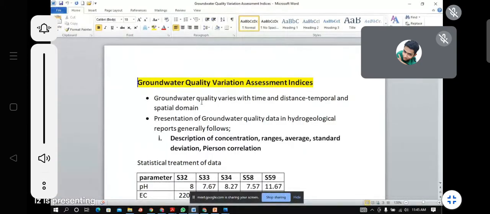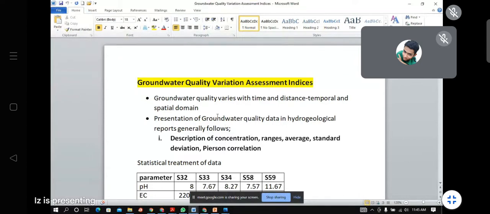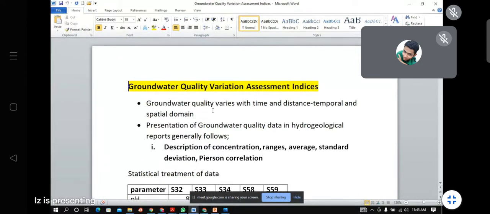So while we do groundwater quality reporting, a very important component is the spatial and temporal variation, right? So for spatial and temporal variation, हम लोग उसको presentation के लिए we apply different techniques, right, for the presentation of groundwater quality data in hydrogeological report.